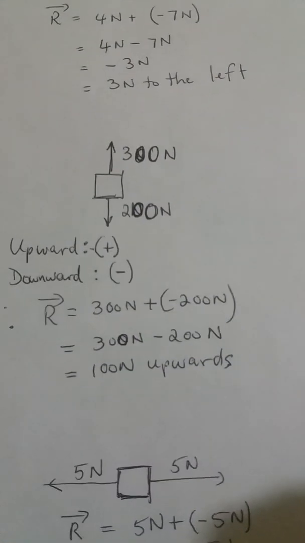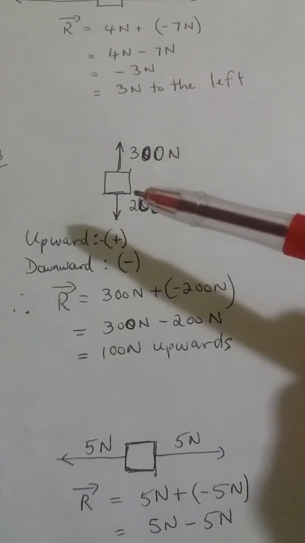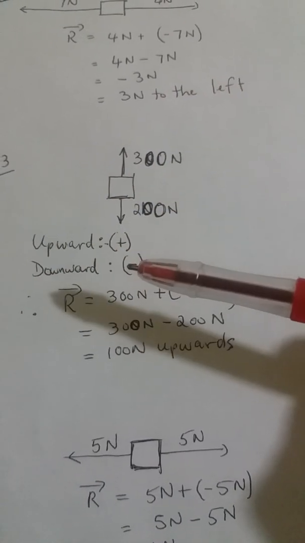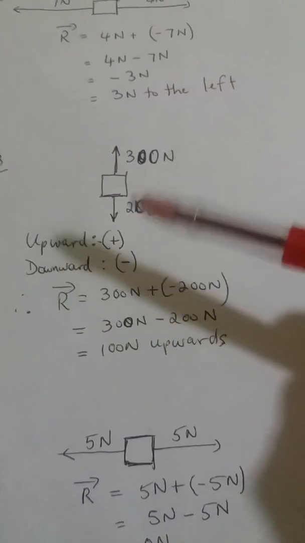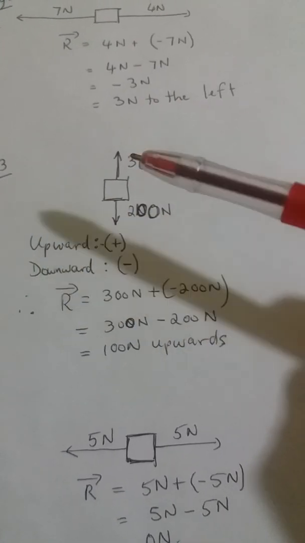Okay, so we're looking at this case here. Good. So we have the anti-parallel situation where we have 300 newtons acting upwards and 200 newtons acting downwards. So these vectors are also anti-parallel, but just that they're acting vertically.